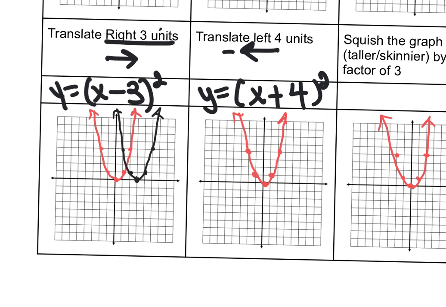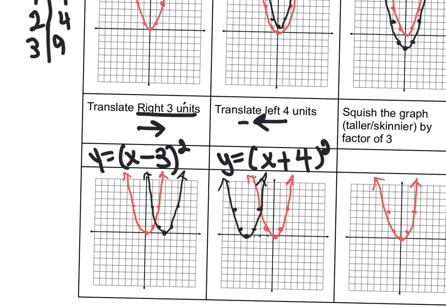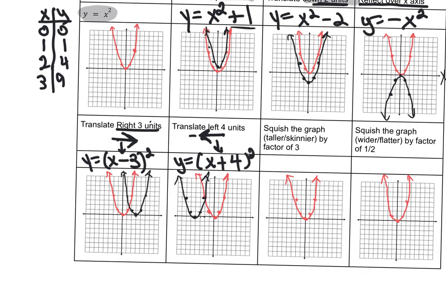1, 2, 3, 4, and there we go, just like so. So left and right, remember if you're going in the positive direction, this sign right here is going to be negative. If you're going in the negative direction, this sign is going to be positive. So that's one of the confusing things to remember.